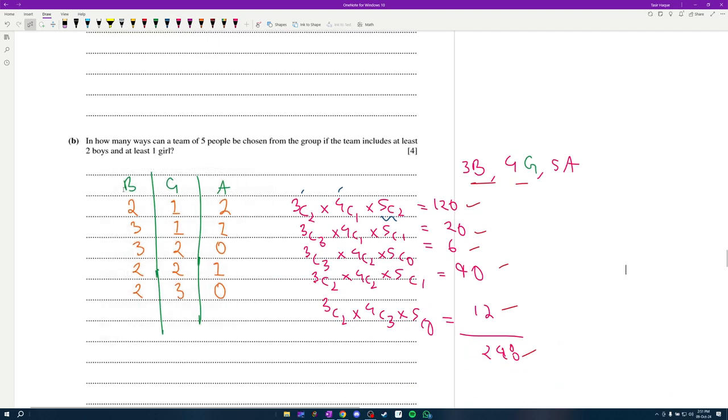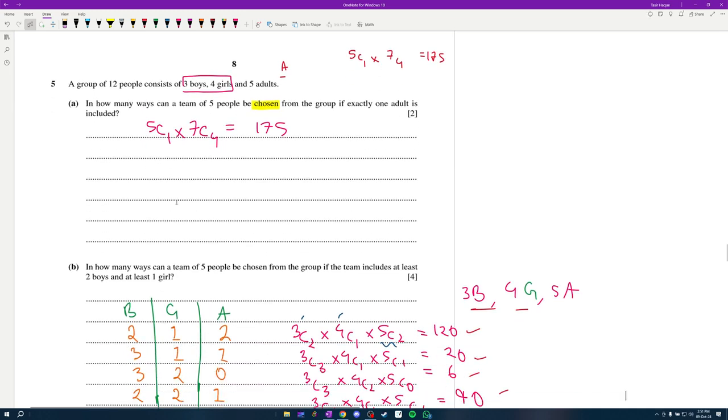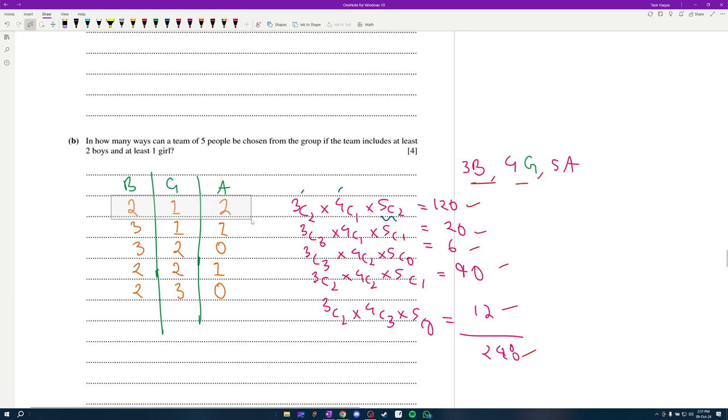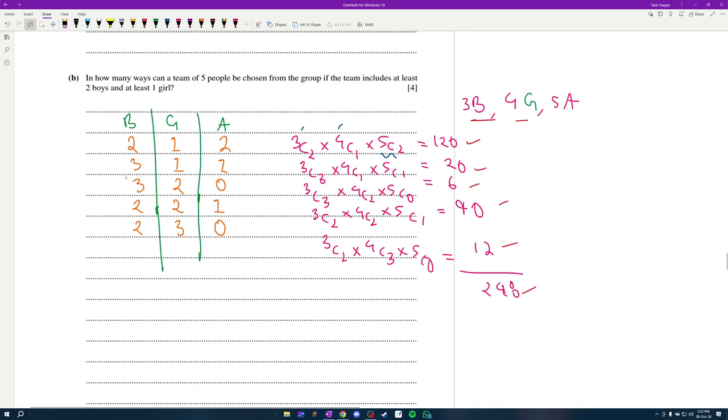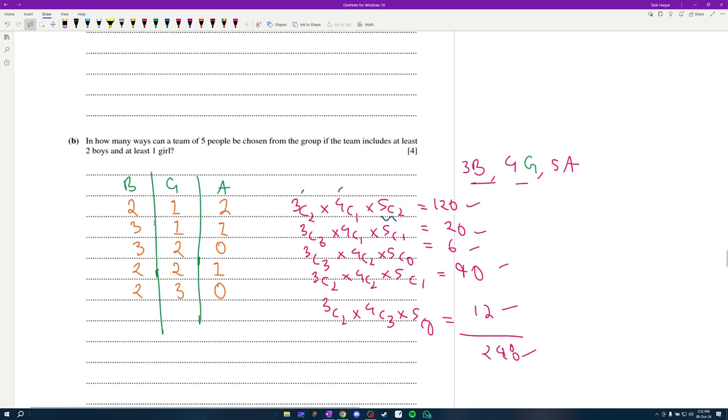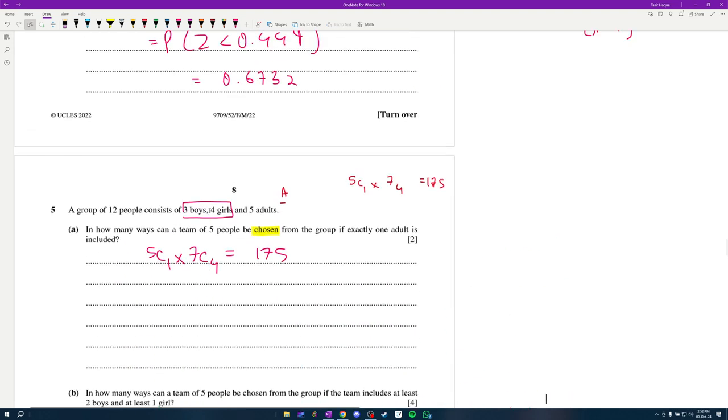You have to make a table. So it's a team of 5, at least 2 boys and at least 1 girl. This is the bare minimum. So 2 boys, 1 girl. To make 5, you need 2 adults. 3 boys, 1 girl, 1 adult. We have 3 boys in total, so we can't go above that. 3 boys, 2 girls, 0 adults, because they didn't say anything about adults here in the first place. So it's not necessary that we need an adult. Then we have 2 boys, 2 girls, 1 adult, or 2 boys, 3 girls, and 0 adults. So these are all the possibilities. You have to group them up like that, and then just do the basics.